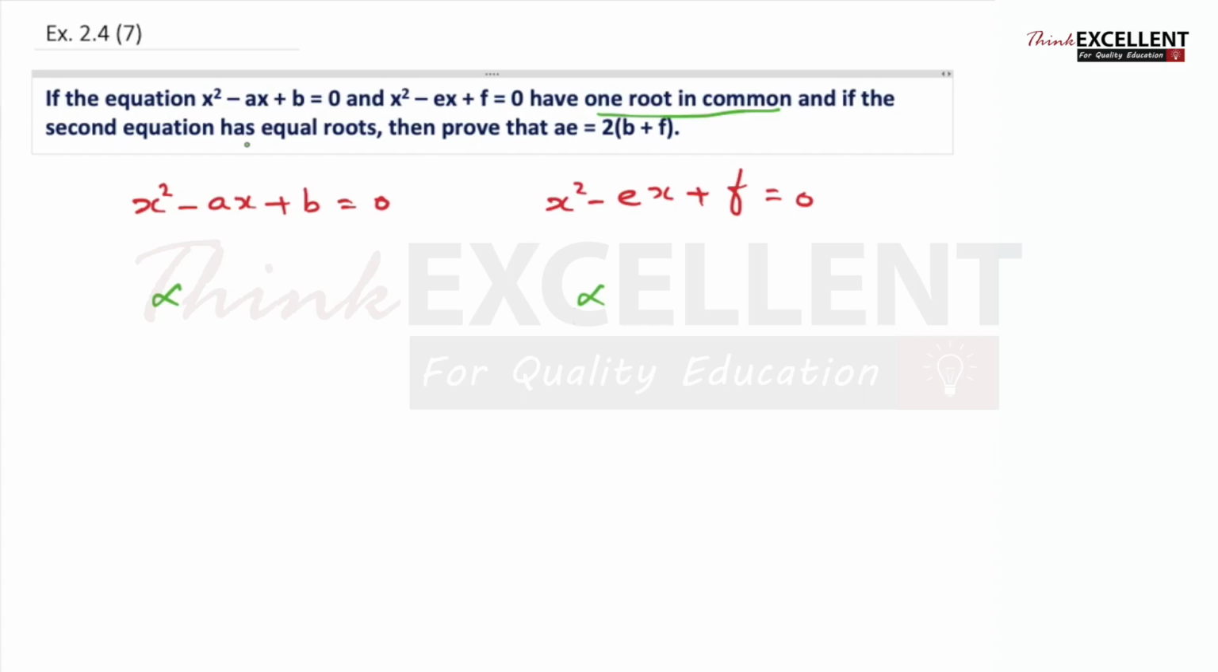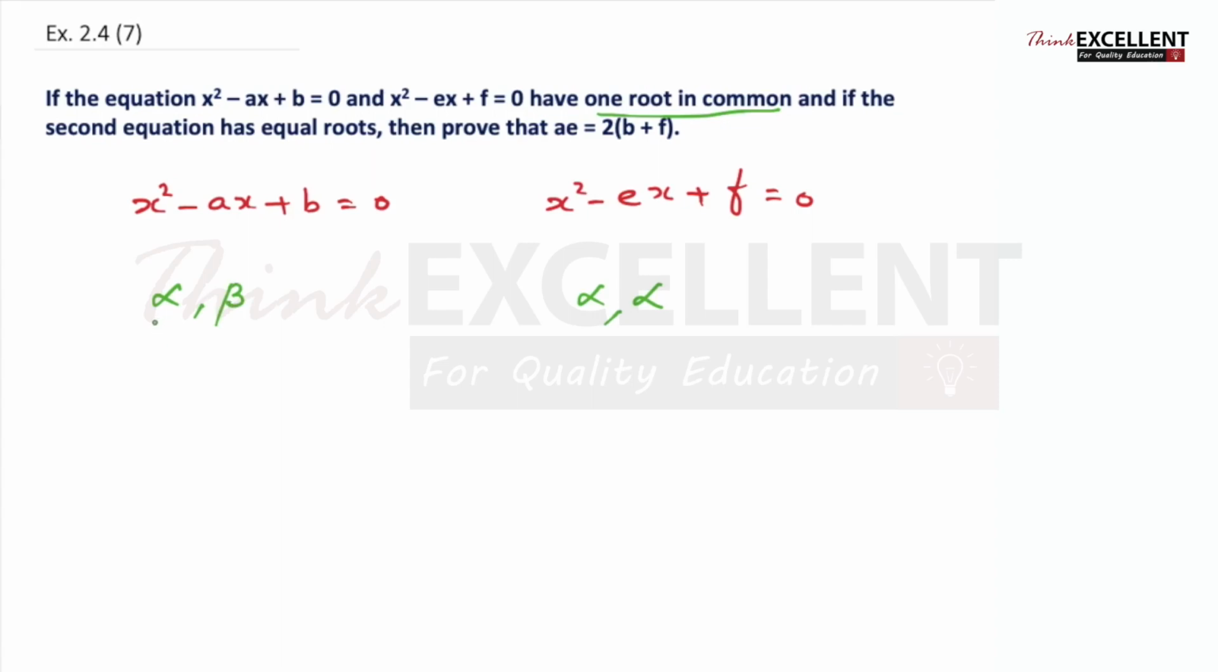Now, what they are telling is the second equation has equal roots. If 5 is a root, another root is also 5 for the second equation. So one root we have taken as alpha, so the other root is also alpha for the second equation. For the first equation, they didn't say anything about the second root. So we take the next letter. So far we used only alpha, right? So now we take the other root as beta. Check it again. So in the first equation, the roots are alpha and beta. In the second equation, the roots are alpha and alpha.